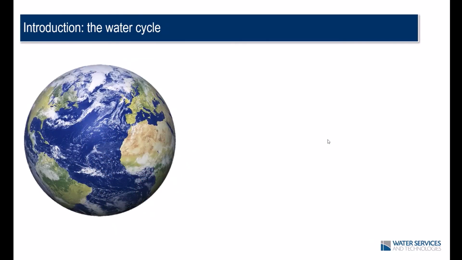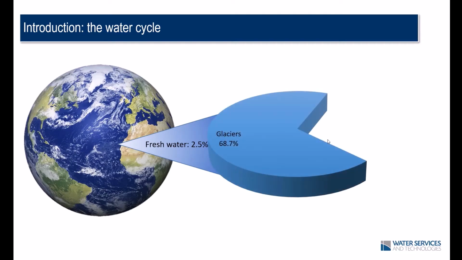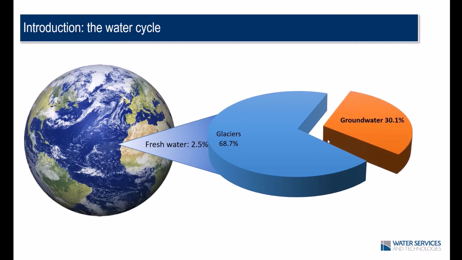Another thing that I think is very important to have in mind when talking about integrated models is the distribution of water on our planet. From all the water that we have, only 2.5% is fresh water. From this 2.5%, about 70% is trapped in glaciers and 30% is underground, represented by the groundwater. And only 1% is surface water, the water that we see on the surface.